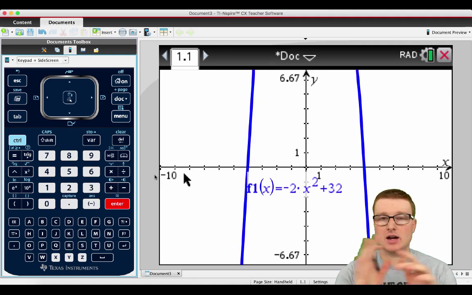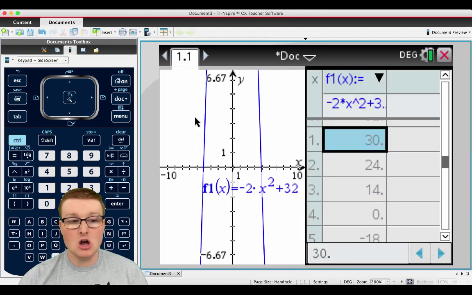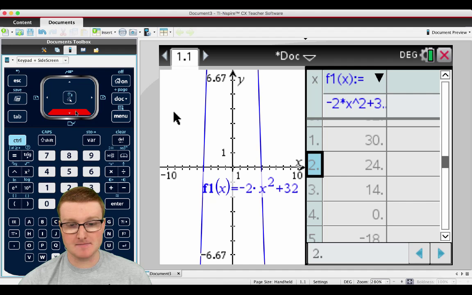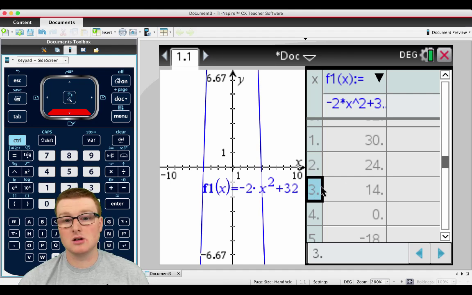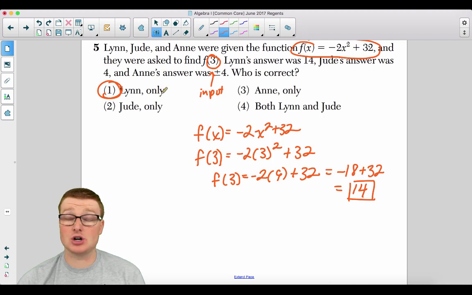I don't care what it looks like, but we have this. Press Control-T and go down to where x is equal to 3. Look at what the answer is, 14. So that's how you know that you're correct with your answer. Lynn is the only one that got 14, and that is the correct answer. All right. Moving along, number 6.